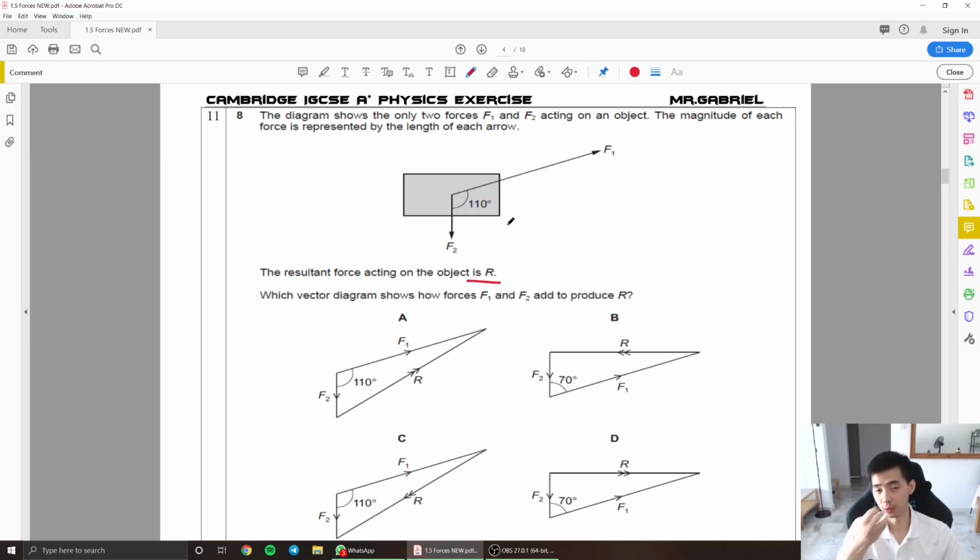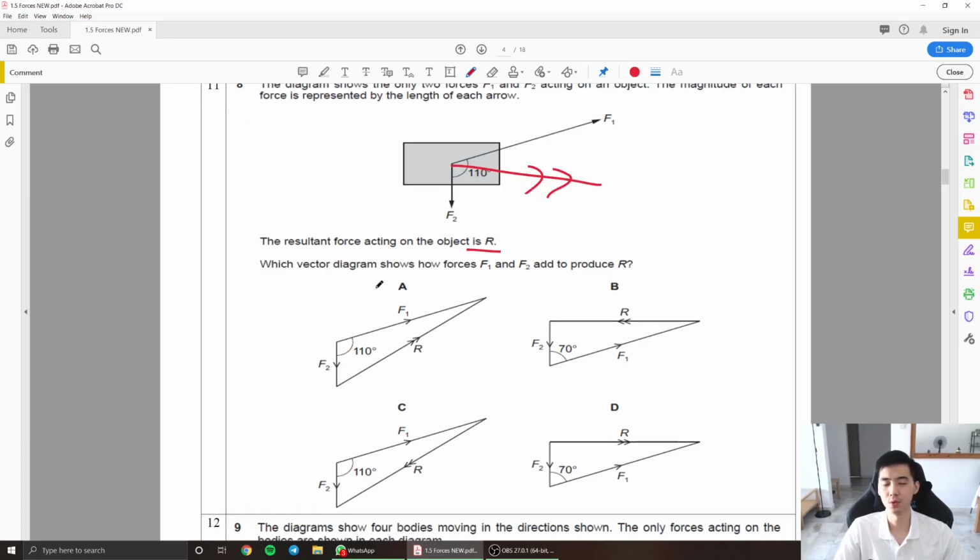So from here, you understand that the resultant force is somewhere here. You start looking at each and every one of these diagrams and see which one makes sense. A is definitely out of the question. Why? Because if you see here, this R has a greater gradient than F1 here. So in other words, they're basically saying these two forces, F1 and F2, are going to result in a resultant force in this direction, which is absolutely not true, right?